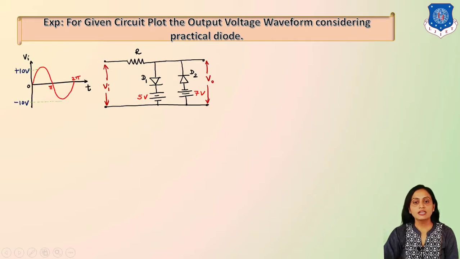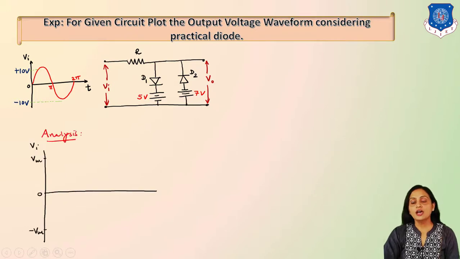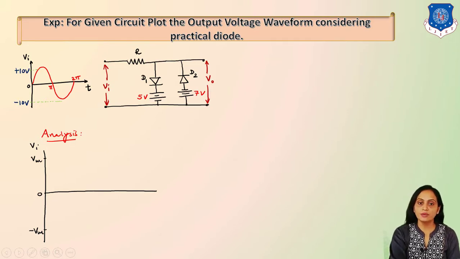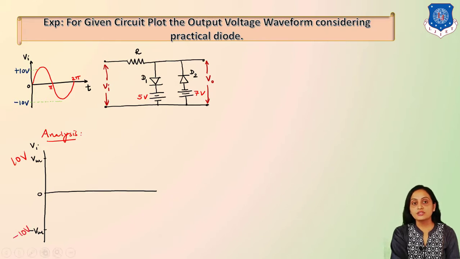So this is the signal applied to this two-way clipper circuit. We have two diodes, we have two voltage batteries, and we need to plot the output voltage for this considering the practical diode. For that we will do the analysis, and in the analysis again we plot the input voltage range, that is from 10 volt positive to minus 10 volt. So we are considering Vm and minus Vm.